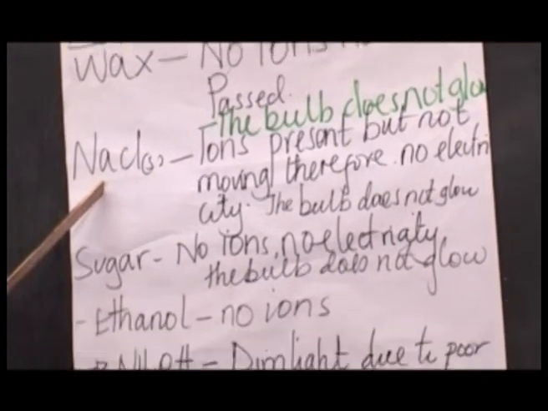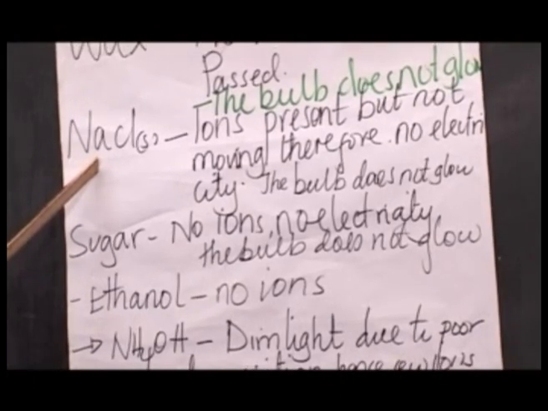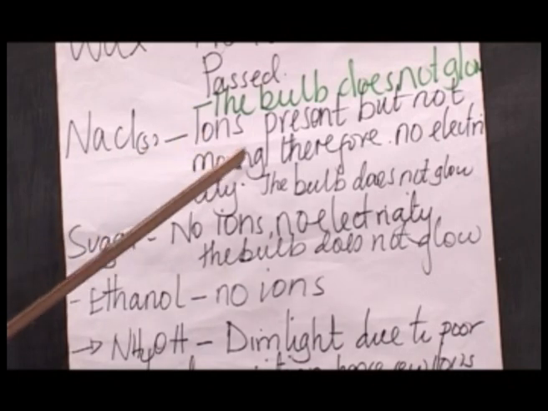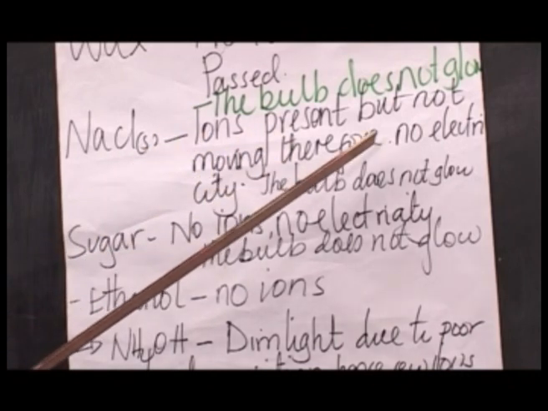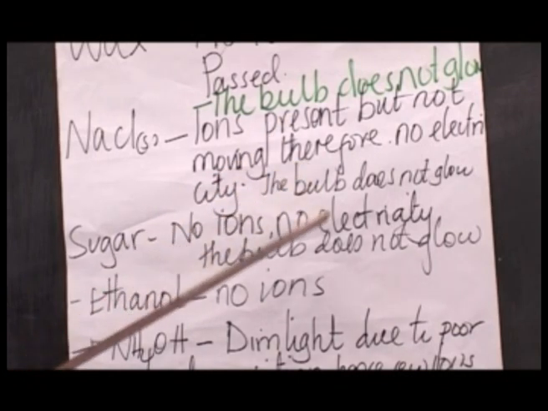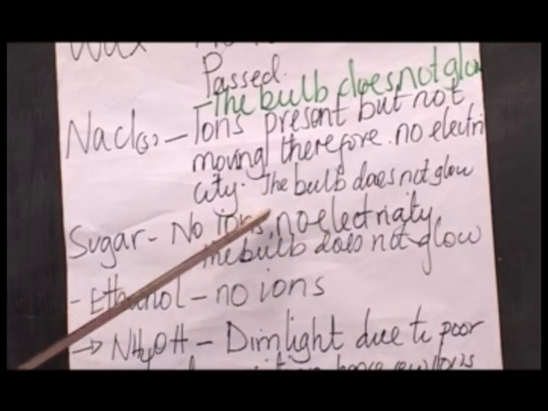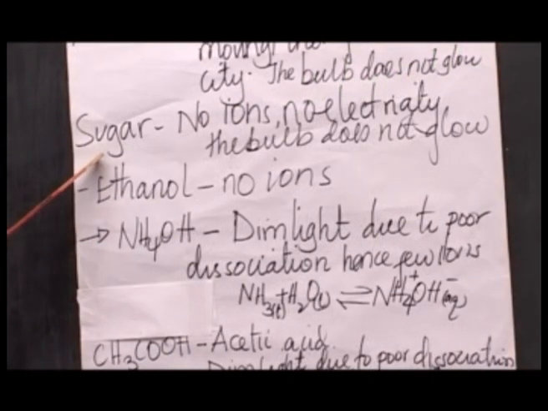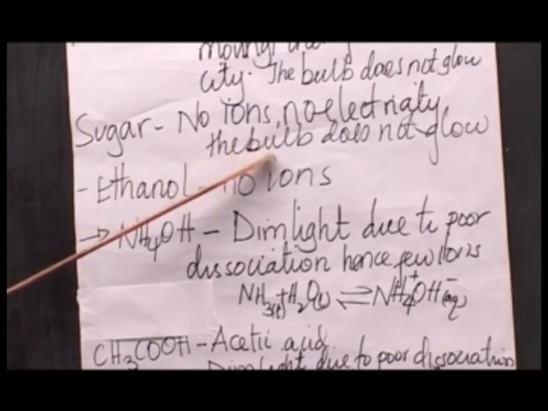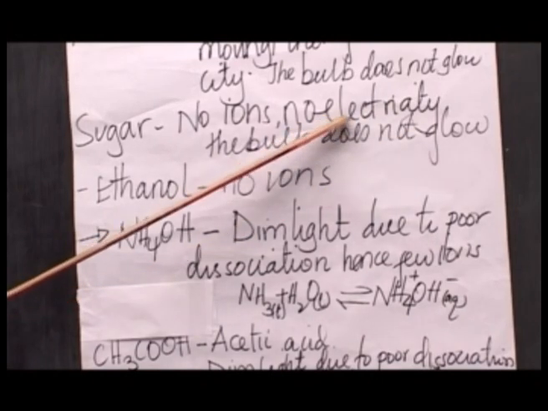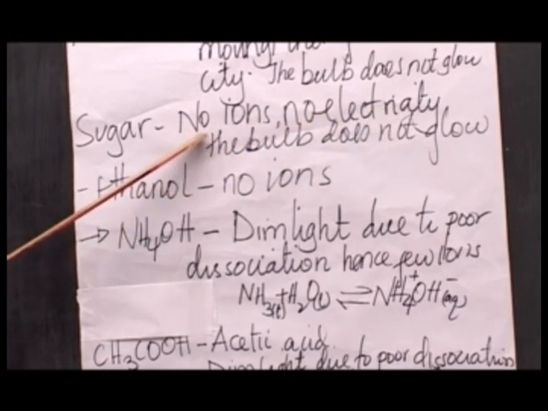Also, when the electrode touched sodium chloride salt, ions are present in sodium chloride, but the ions do not move, therefore no electricity. As a result, the bulb does not glow. When dipping electrodes in sugar solution, the bulb does not glow, meaning that no electricity passes because there are no free ions.